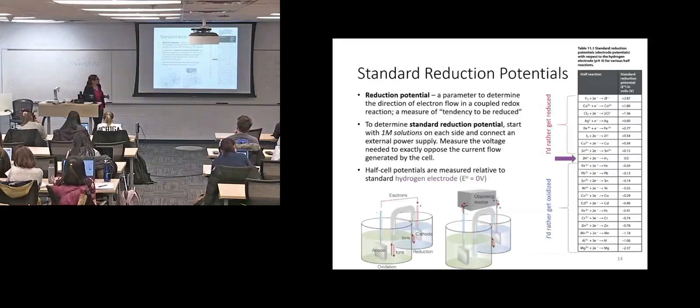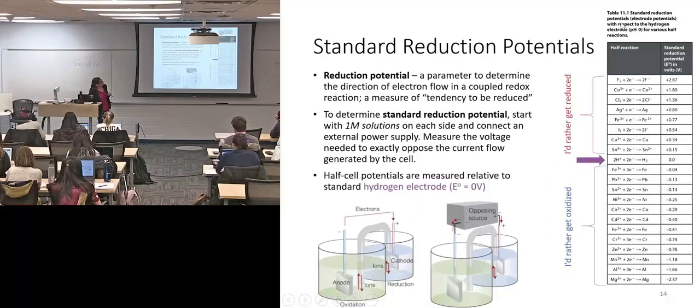So the definition of our standard reduction potential, again, is a parameter that determines which direction electrons flow in a coupled redox reaction. It's a measure of the tendency to want to be reduced. Up at the top are standard reduction potentials, or electrode potentials, with respect to the hydrogen electrode, with hydrogen as our standard, at pH equal to 0. Like we said, anything higher up wants to get reduced if you have to compare between two negative or two positive values.